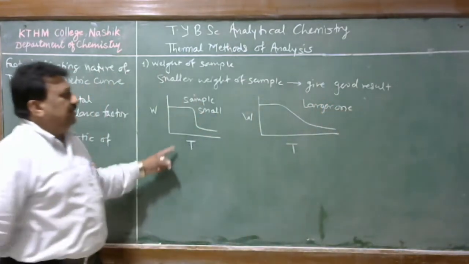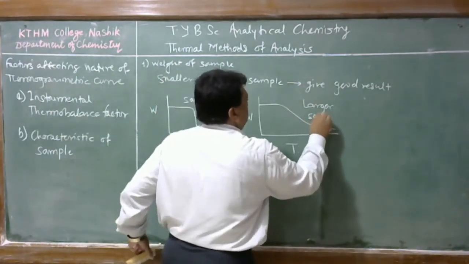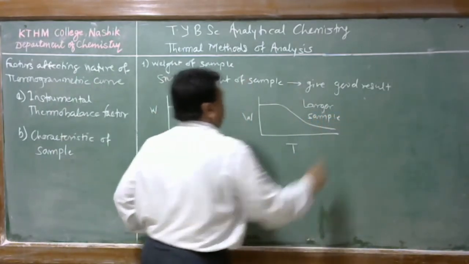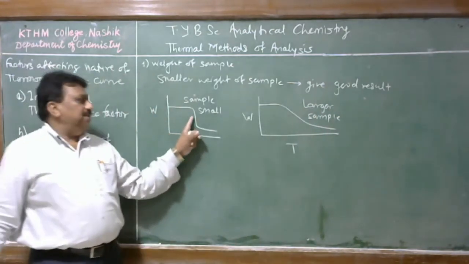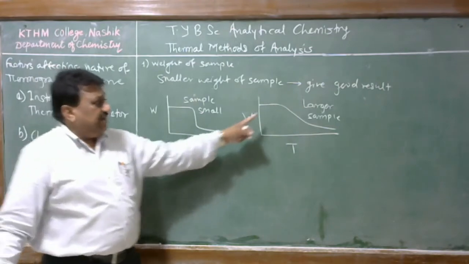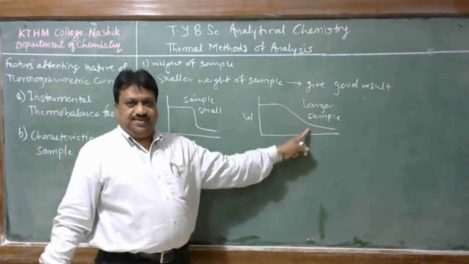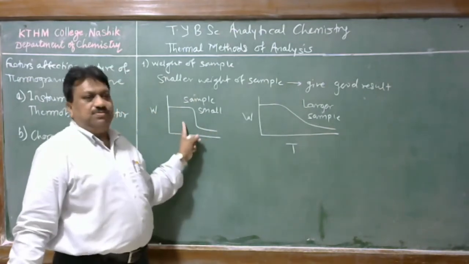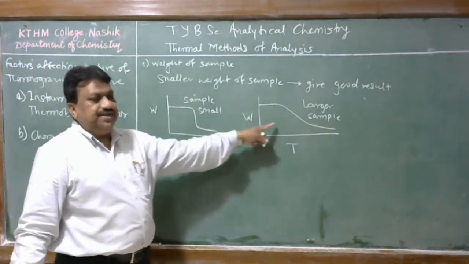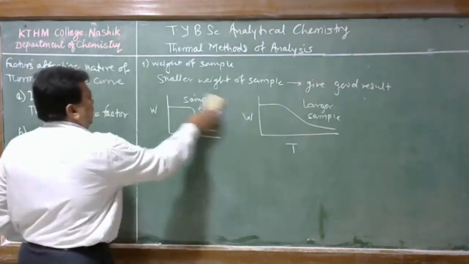That means a larger sample gives a deviation in the thermogravimetric curve, while a small sample gives a good result and the exact decomposition temperature. Here it is impossible to determine the decomposition temperature of that substance, because the sample amount is higher. That gives the deviated thermogram in this fashion.